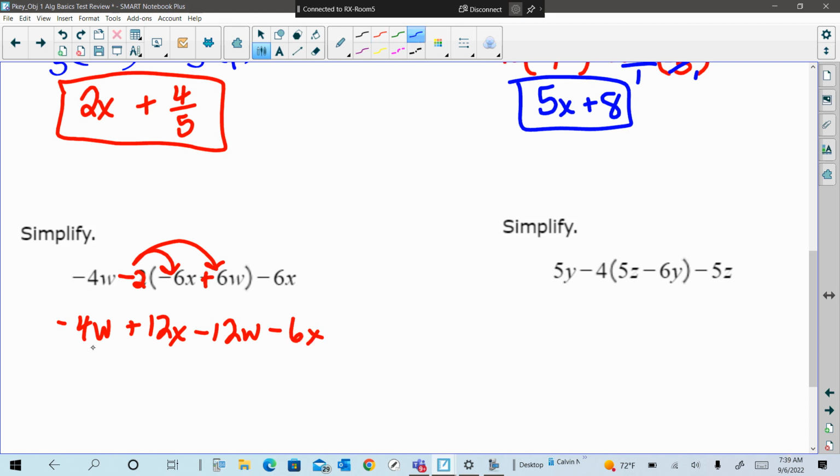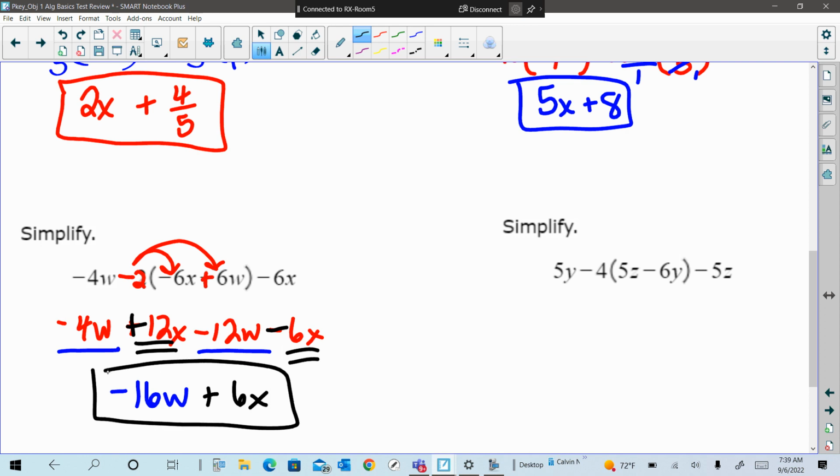Now, I'm just going to underline the like terms. I have a minus 4w and minus 12w. That becomes a negative 16w. And then I have a positive 12x, so that plus sign, and a minus 6x, so that becomes plus 6x. And that's our final answer. So I think the most common error is forgetting this sign here when you do this. Okay.